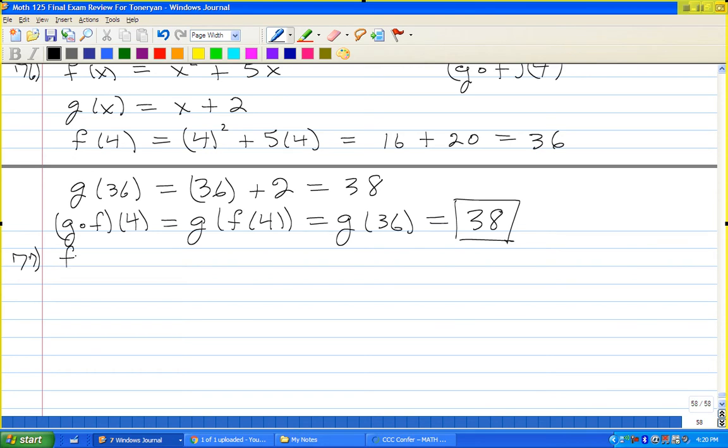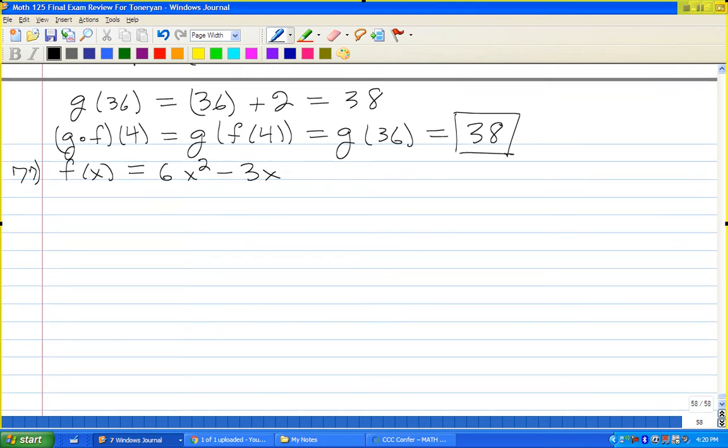F of x equals 6x squared minus 3x. G of x is negative 2x. I want to compute g composed with f at x.